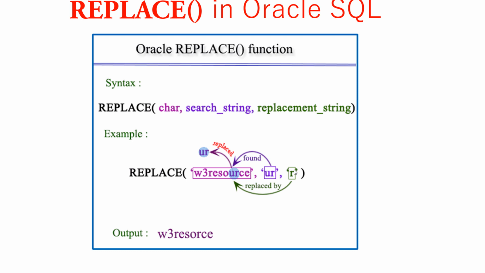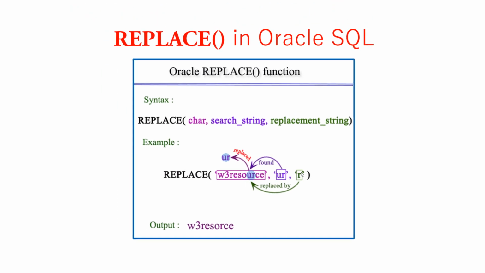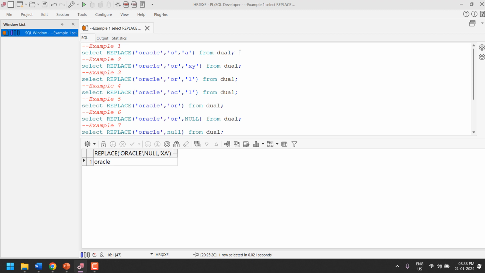So REPLACE will work as character based as well as string based, but TRANSLATE will work only as character based replacement. Let's see some examples so that you will get a clear idea. For each and every scenario I will show you one example. So let's take this first example.